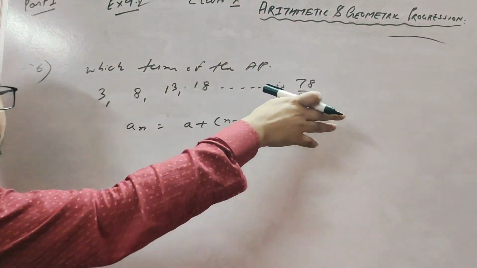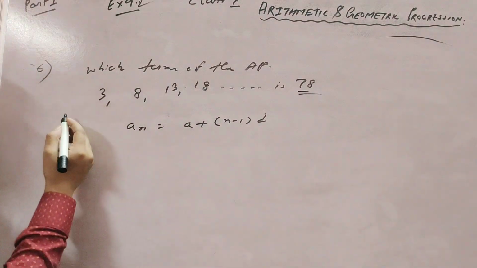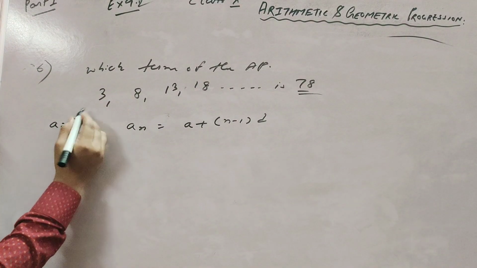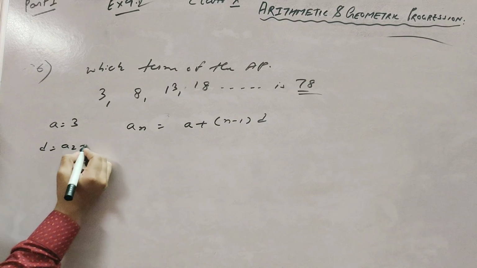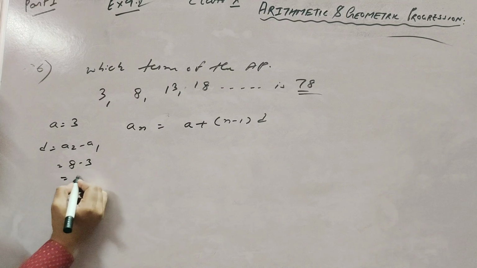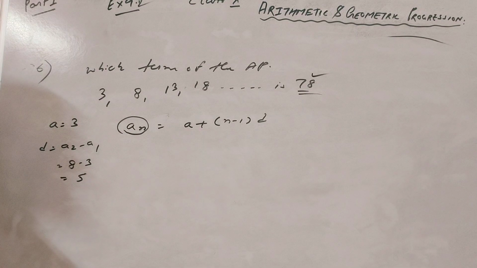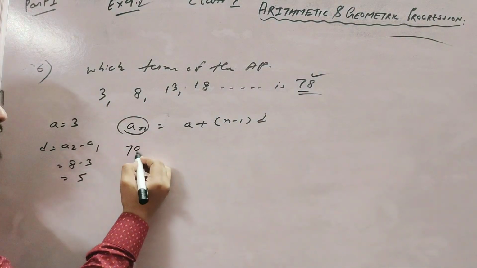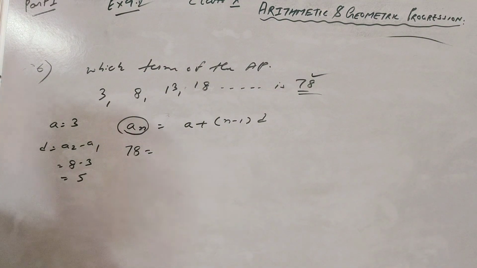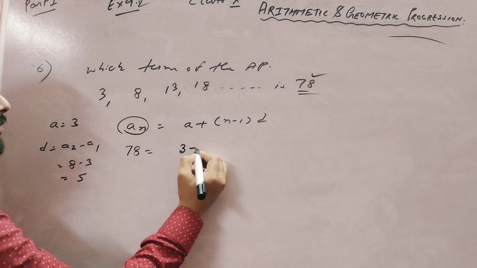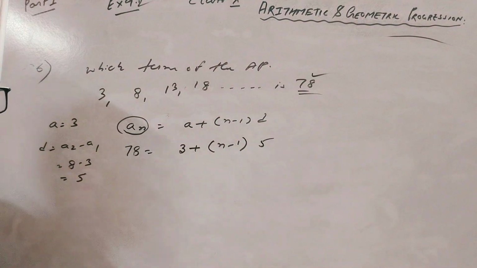But if the answer is given and we don't know which term it is, whether 6th term, 7th term, 8th term, what it is. Okay, so first of all, a is 3 because first term is given, and difference we know the formula is second term minus first term. So 8 minus 3 is 5. The general term is given, 78, but it is which term? We don't know the n. So in place of a we write down 3, n minus 1, and d is 5.